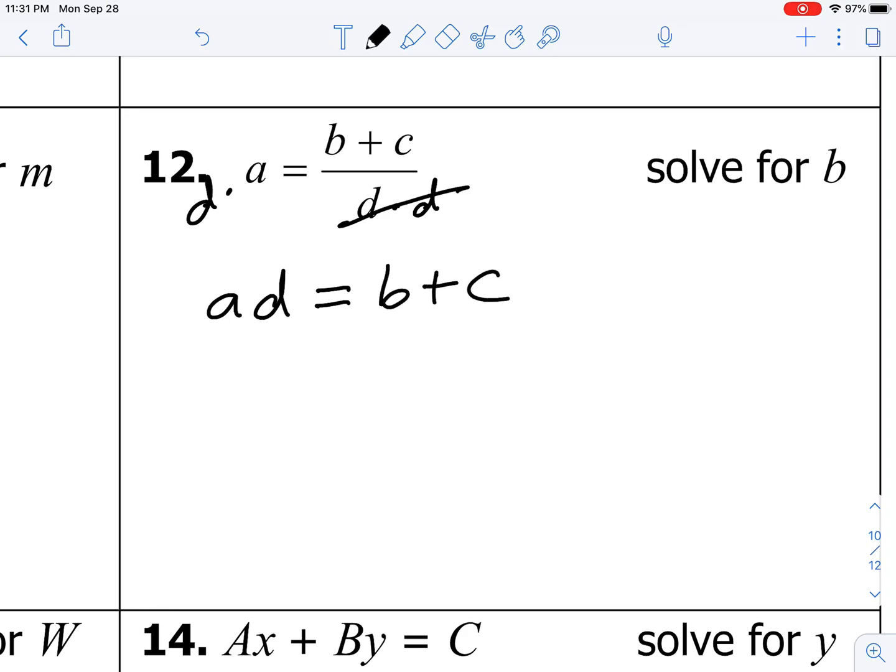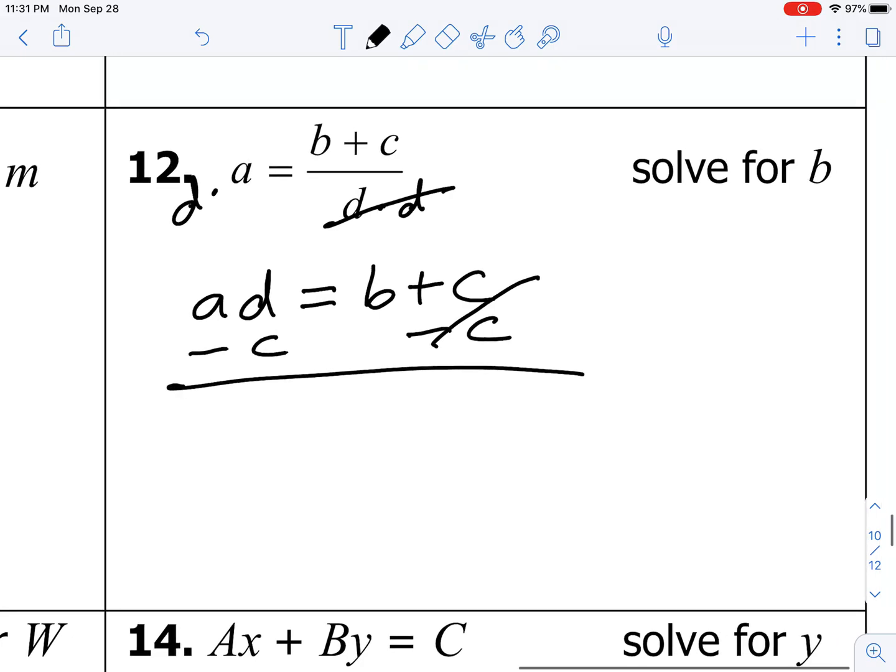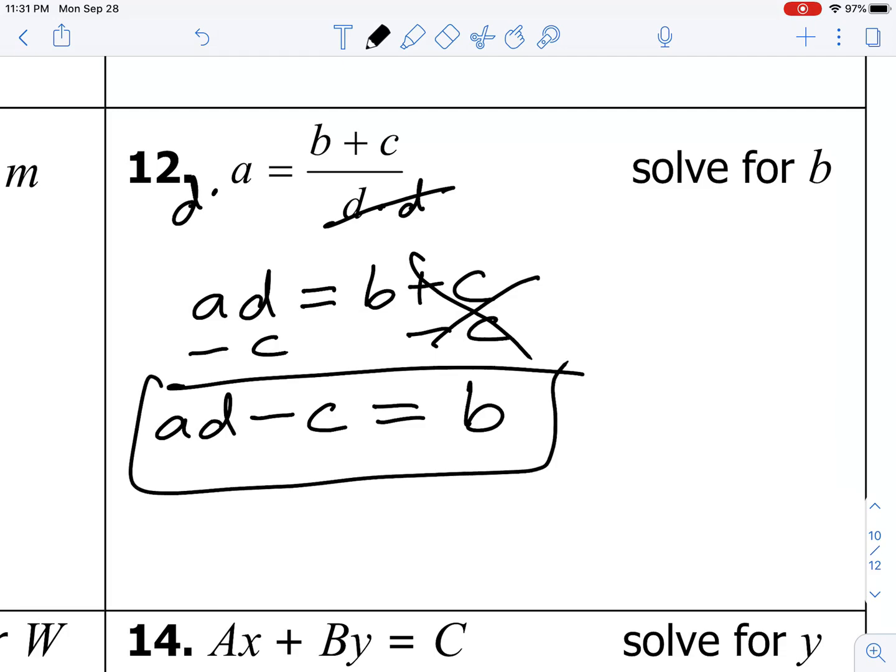All right? So now, we're solving for B. So we need to get rid of the C. Well, it's a positive C, so we need to subtract it to the other side. All right? Now remember, you can't technically subtract the letters. So basically what you get over here is AD minus C equals, and then the B just drops down. And now your B is by itself. Okay, that is your answer.